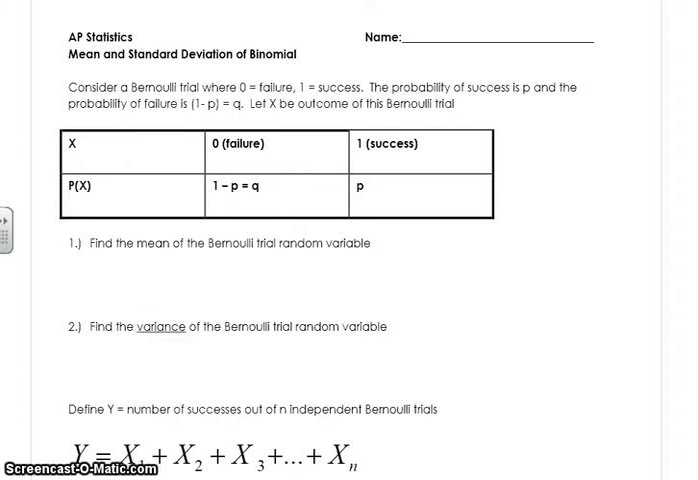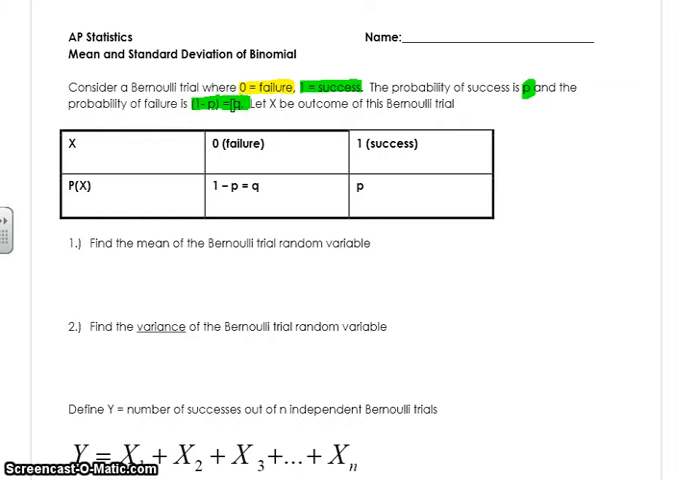All right, this is the first video going over the opener where we're deriving the mean and the standard deviation of a binomial random variable. So the problem starts with what we call a Bernoulli trial, which we've talked about. That's just one trial of a binomial situation where we're going to code a failure as a 0 and a success as a 1. And we're just going to call the probability of success P, and the probability of failure is obviously then 1 minus P, which we're going to just call Q, to make it a little bit easier to write this stuff.